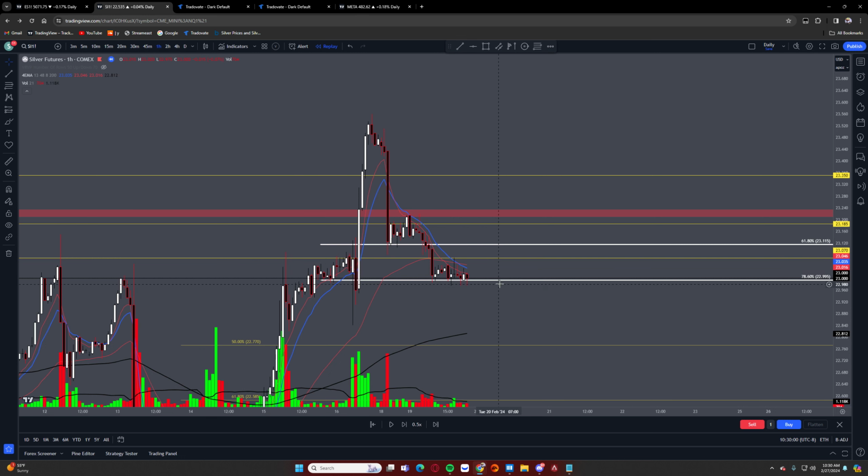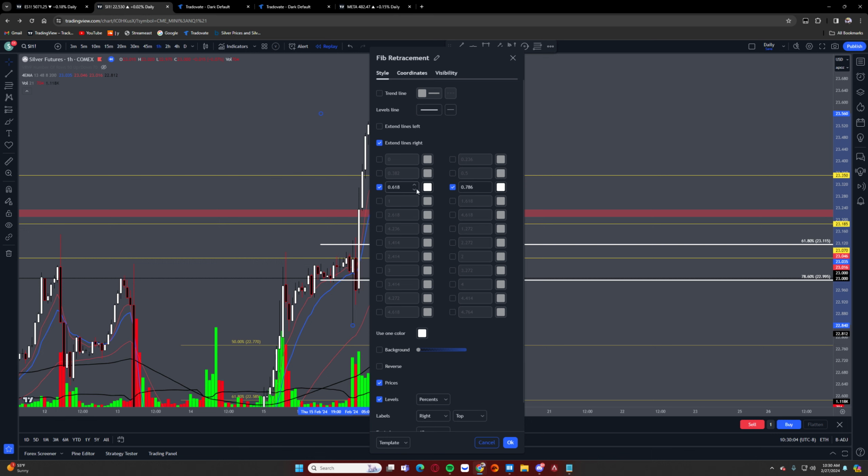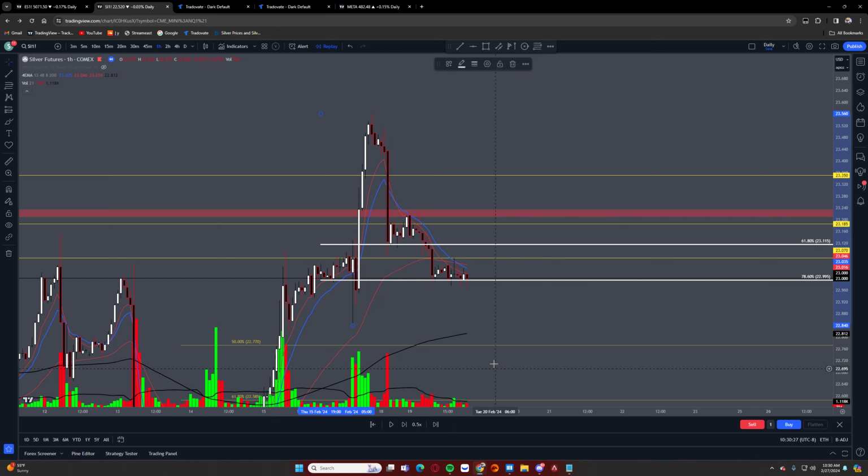And now my Fibonacci settings are this right here. I keep only these two levels right here because these are the two levels that you're going to be using. You could keep the 50%, but I personally don't use it. I find that the 61% and the 78% are the most respected levels of the Fibonacci. So with that in mind, we're going to keep those in there, okay?